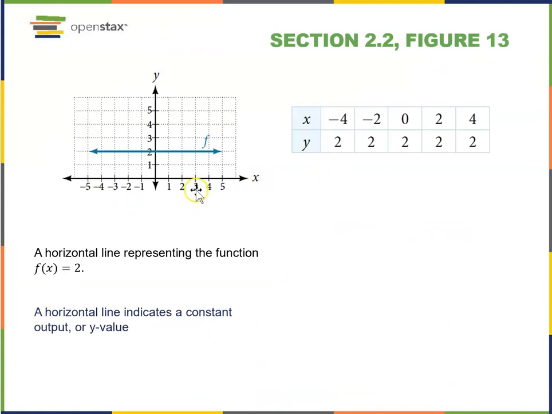Next, figure 13 is a horizontal line. And look at all the x values here: -4, y is 2; -2, y is 2; 0, 2; and 4. This is the line, and all of those have the same y output, which is 2. So that is a horizontal line representing the function f of x equals 2. A horizontal line indicates a constant output, or y value.